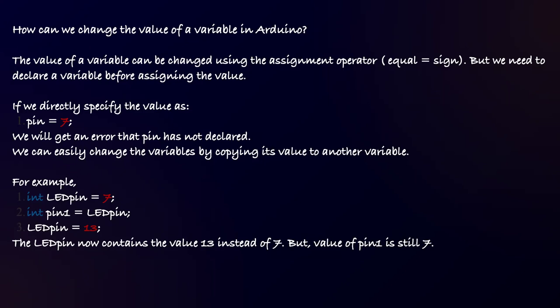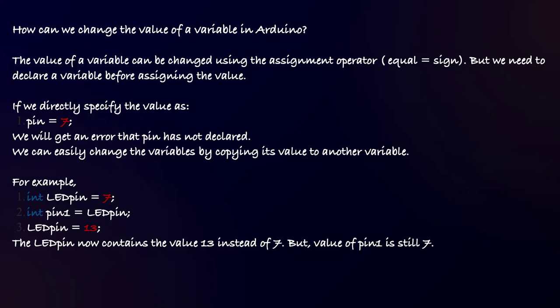So if we directly specify the value, for example, the example given over here, pin equal to 7, we will get an error that pin has not been declared. Why? Because before assigning the value pin equal to 7, what is the type of the variable we are assigning it to? Pin is not a type of variable. Int can be a variable, right? Understood? So we can easily change variables by copying the value of one to another variable.